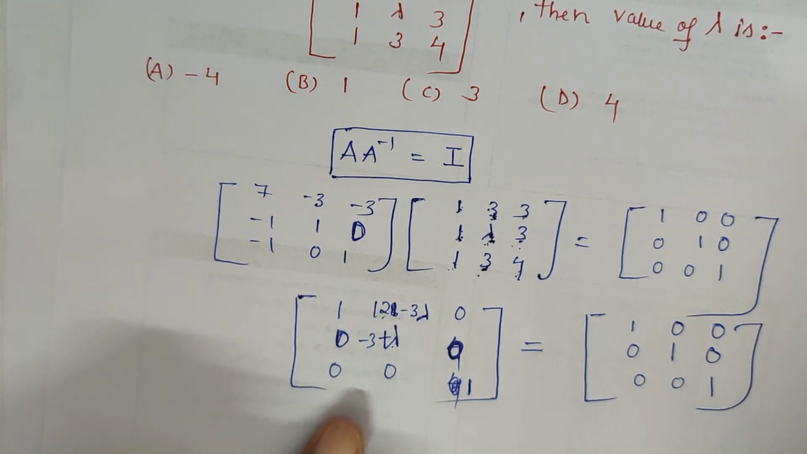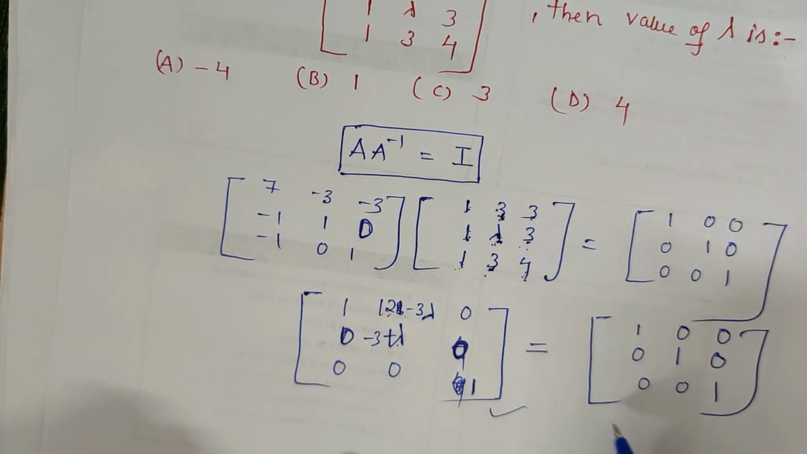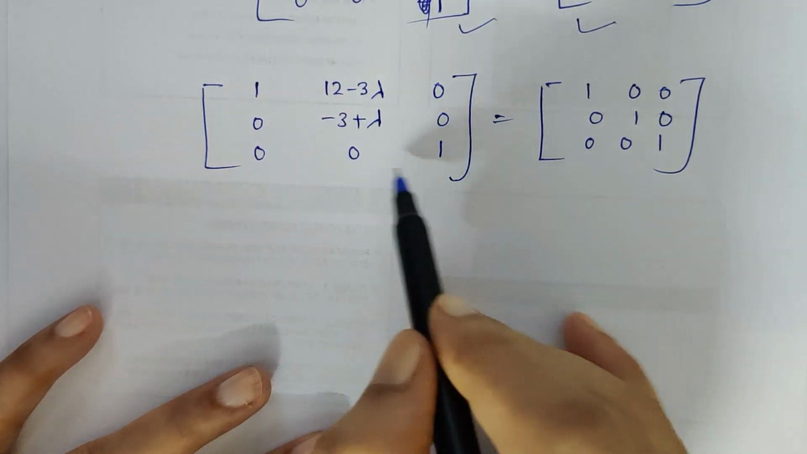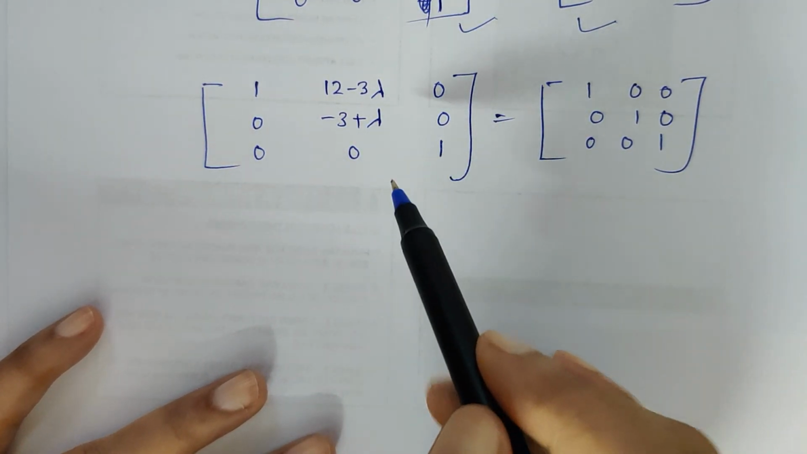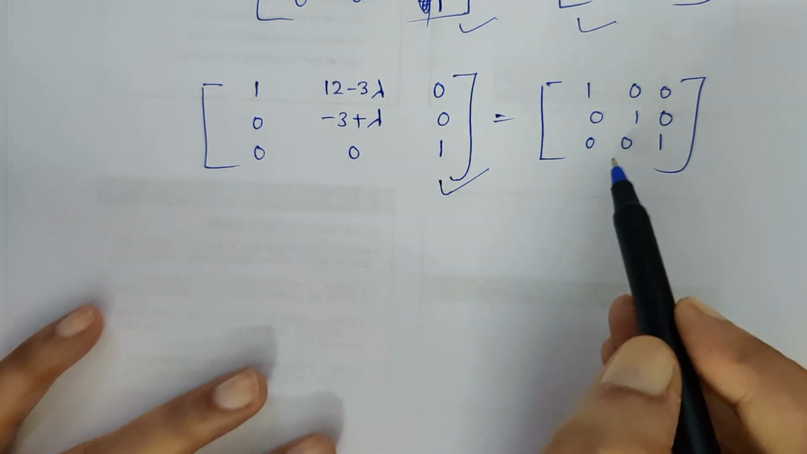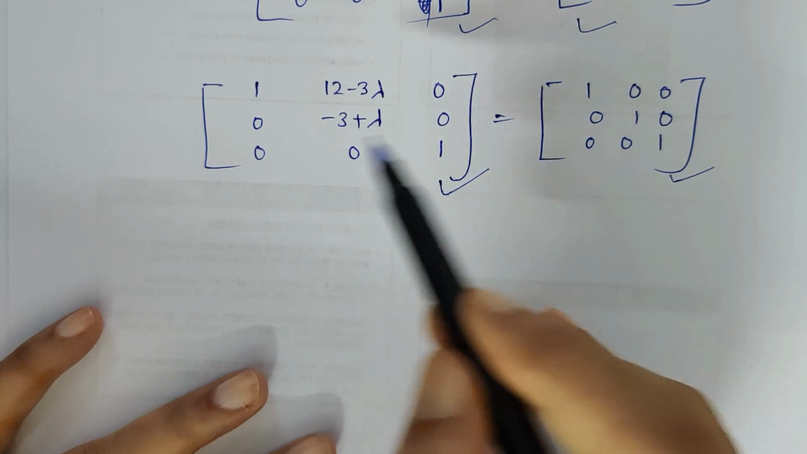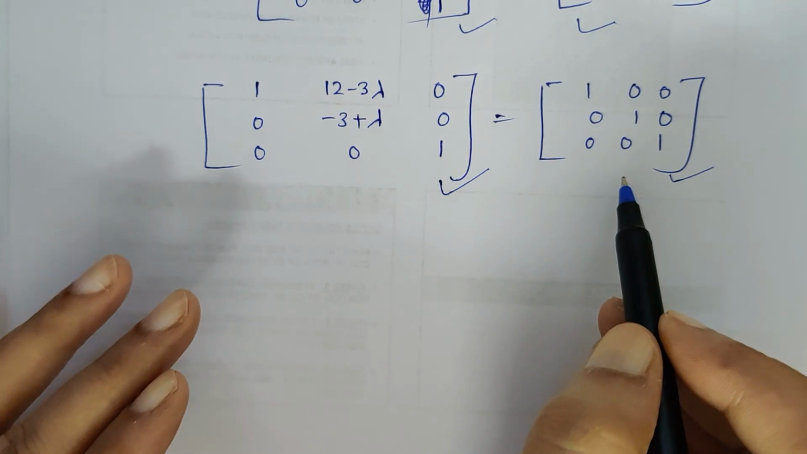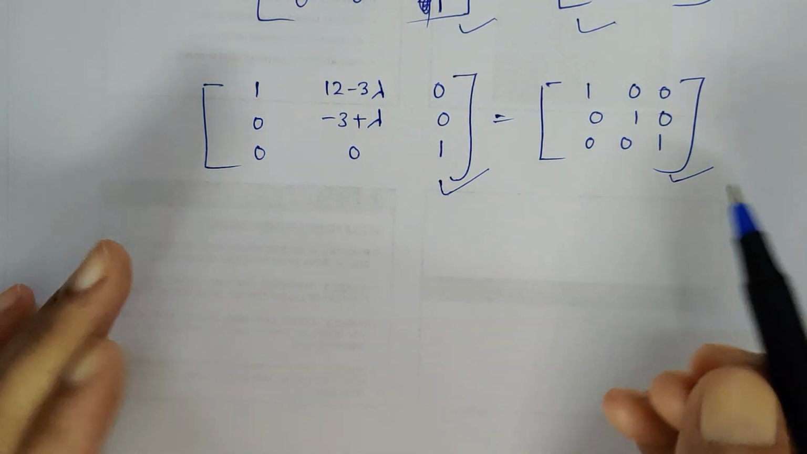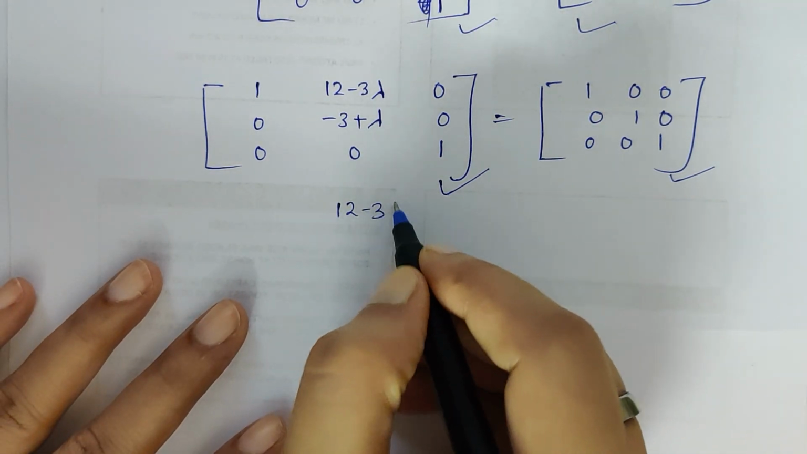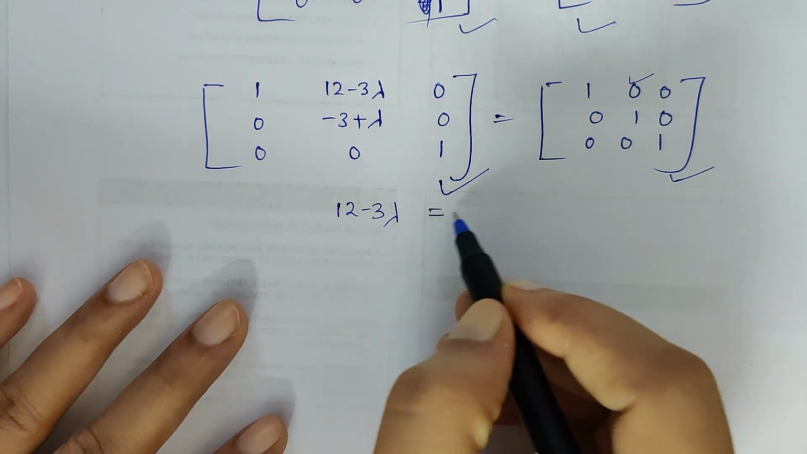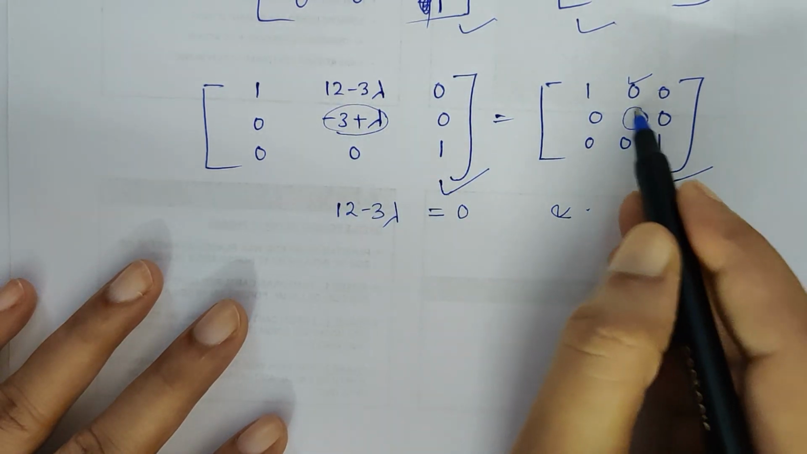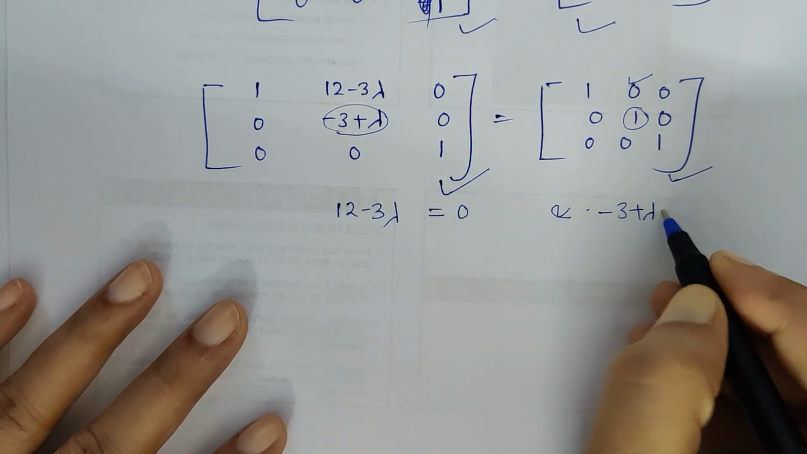Now when I see that these two matrices are equal to one another, I have rewritten it for better quality. After multiplication of the two matrices, I get this matrix on the left hand side, which is to be equated with the identity matrix, because the matrices given were inverses of each other. And now as the two matrices are equal, their corresponding elements are equal, right? So if I compare 12 minus 3 lambda with the same position element, it is 0. Or if I compare this with the corresponding element, minus 3 plus lambda is equal to 1.